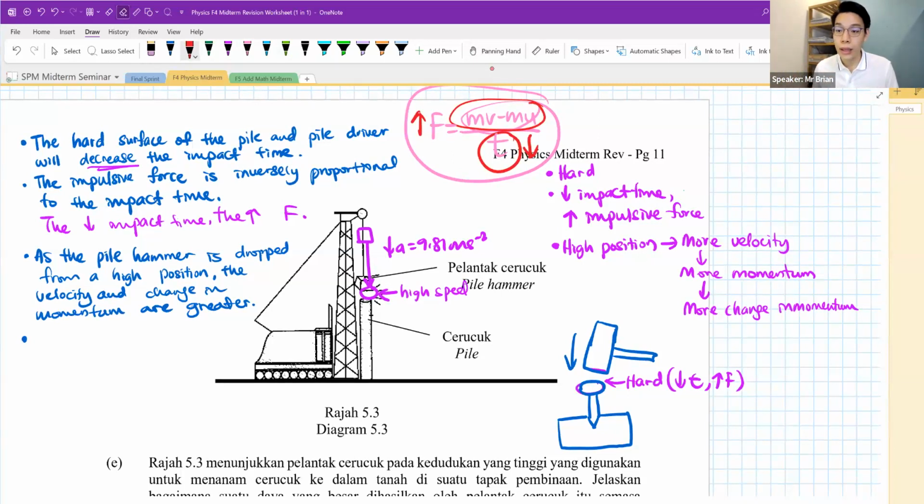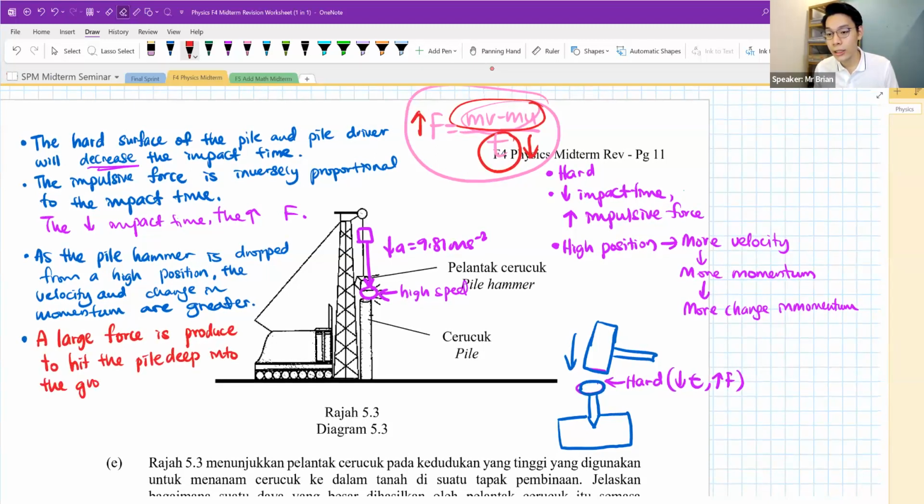A large force is produced to hit the pile deep into the ground. Of course, you have to hammer a few times. You have to hit a few times for it to go into the ground.